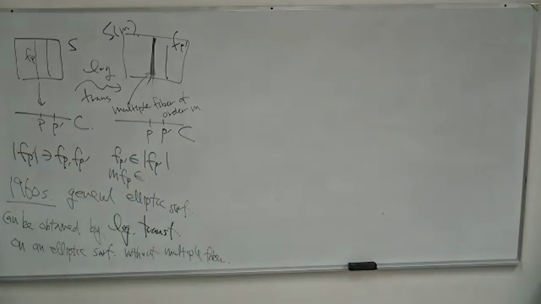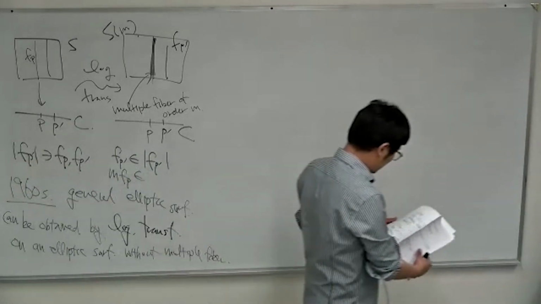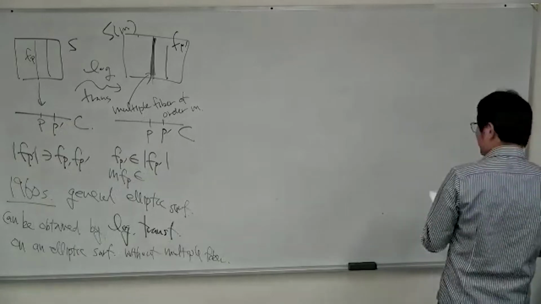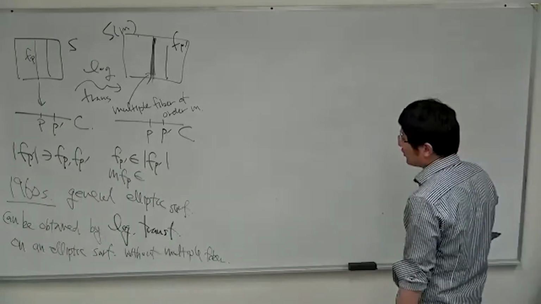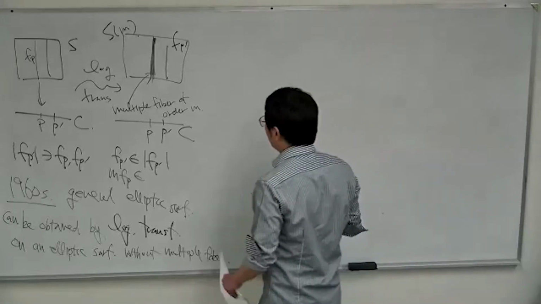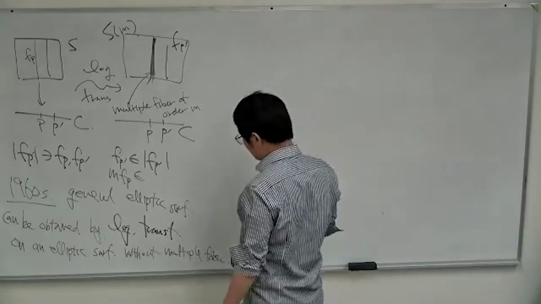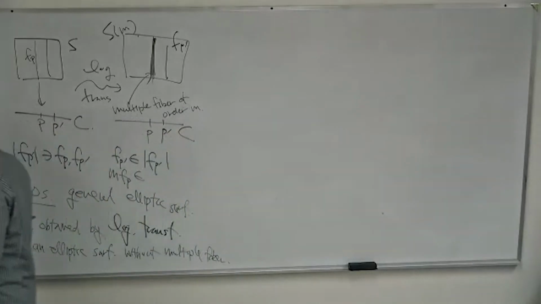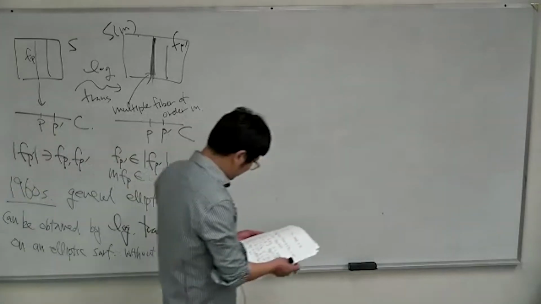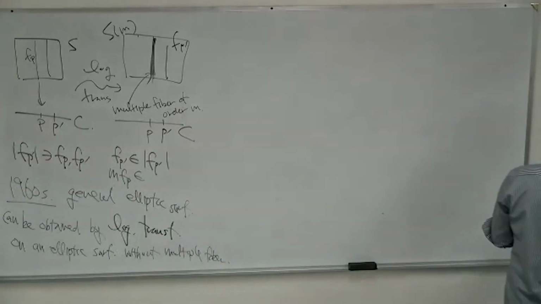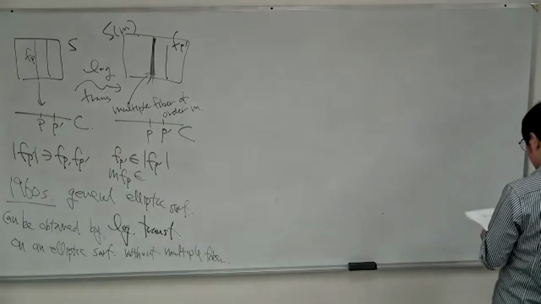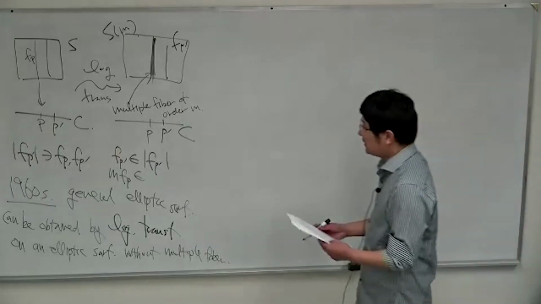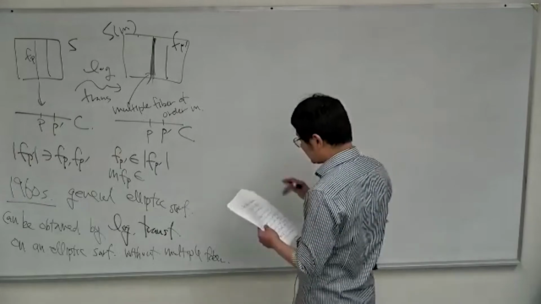So anyway, we have this elliptic surface. As I told you, this logarithmic transformation is an extremely powerful tool. But the problem is that it is basically an analytic tool. So as an algebraic geometer, it's very hard to see what happened at the level of algebraic geometry.